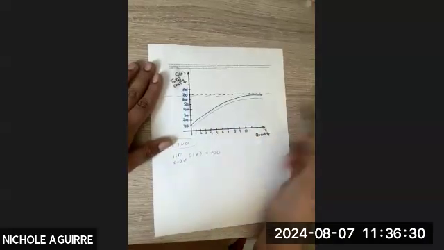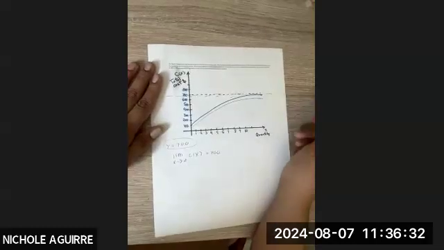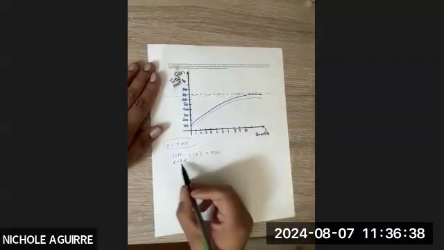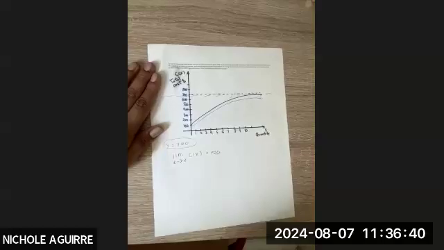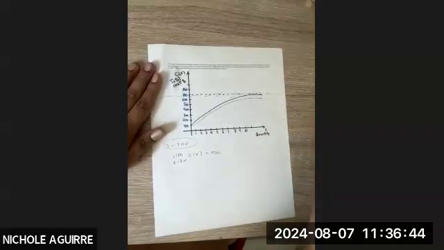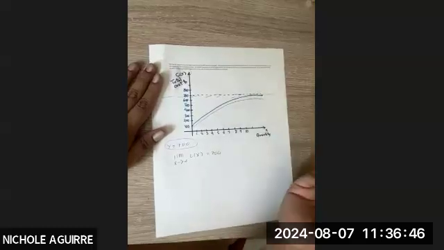As x approaches infinity, it's going to infinitely approach 700. It wants to approach 700, but never actually will.